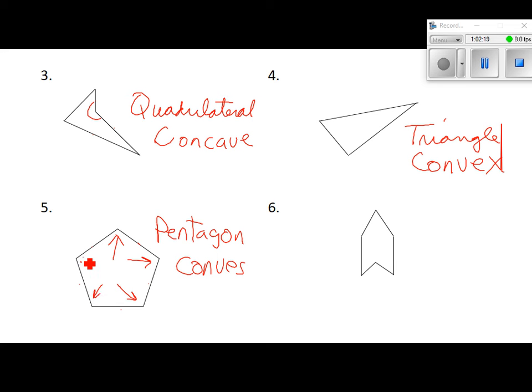All less than 180. Next one, we'll count the sides. 1, 2, 3, 4, 5, 6 sides. So it's a hexagon. And it's got an angle more than 180. So it's concave.